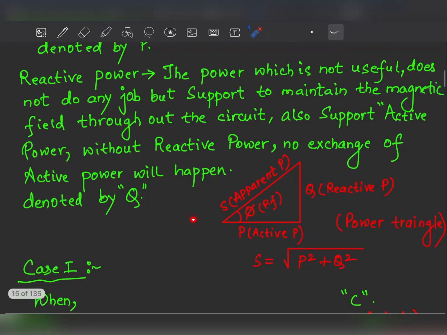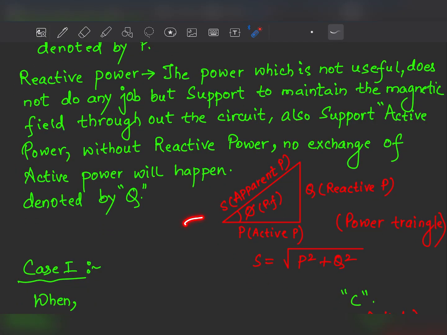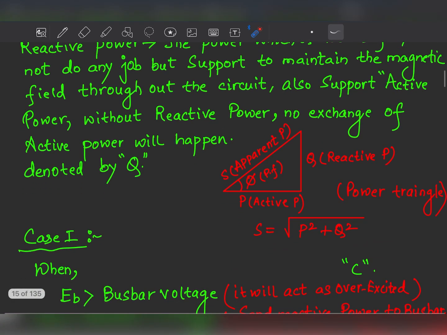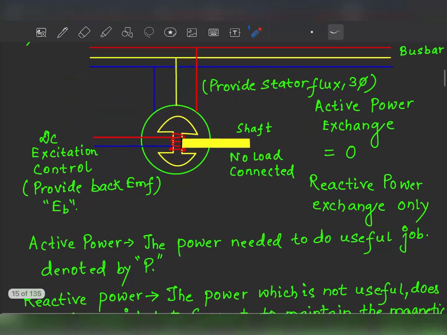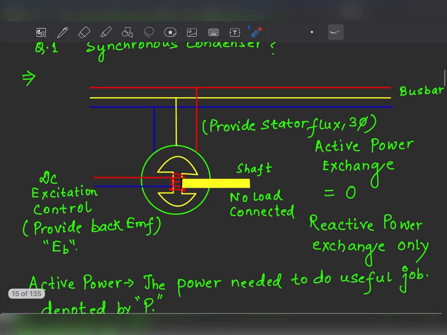And what is apparent power? Apparent power is the vector sum of active power and reactive power. It is denoted by S. So you will get the apparent power with the help of reactive power and active power. Now I will explain how it works as under excited and over excited.